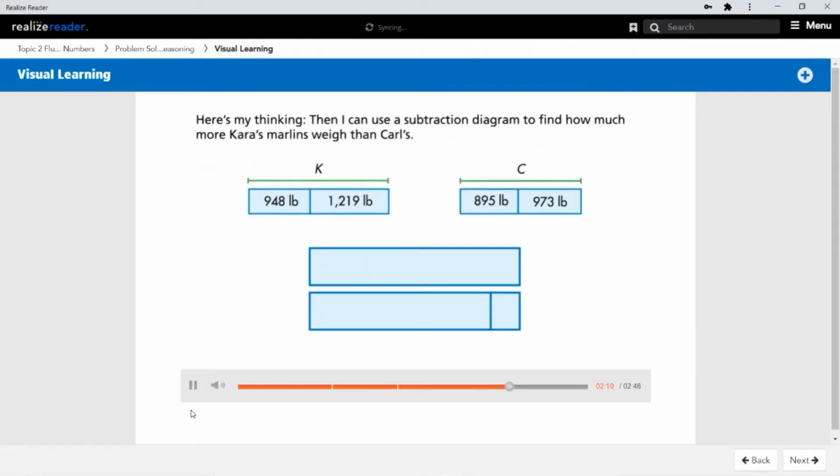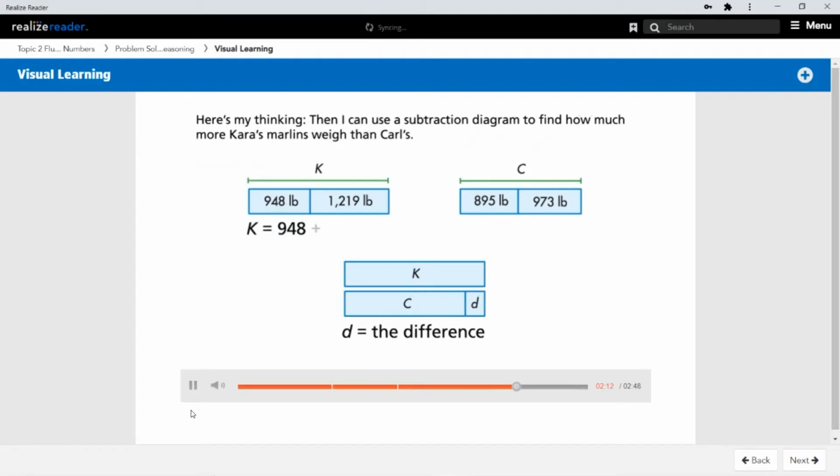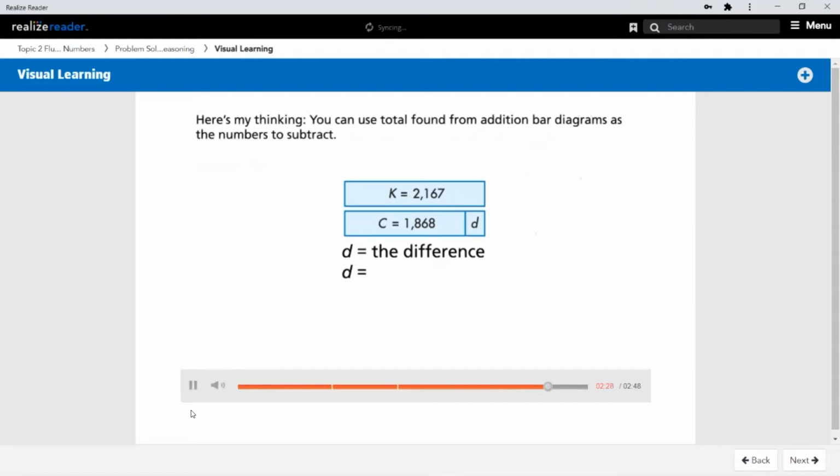Then I can use a subtraction diagram to find how much more Kara's marlins weigh than Carl's. Kara's marlins weigh 2,167 pounds. Carl's marlins weigh 1,868 pounds. I can use the totals found from the addition bar diagrams as the numbers to subtract. 2,167 minus 1,868 equals 299. Kara's marlins weighed 299 pounds more than Carl's.